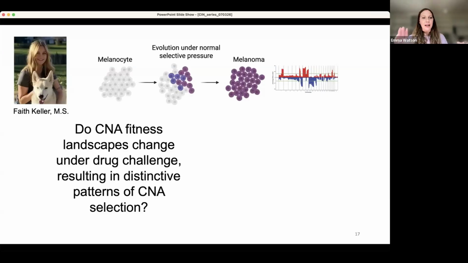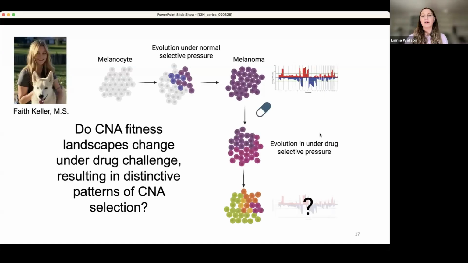So my student Faith has been wondering whether CNA fitness landscapes change under drug challenge and whether this results in distinctive patterns of copy number selection that we can observe over big data sets or over meta-analysis of many individual drug resistance experiments that have been done across labs. And so she's compiled a whole lot of data. She started with the PRISM data set.